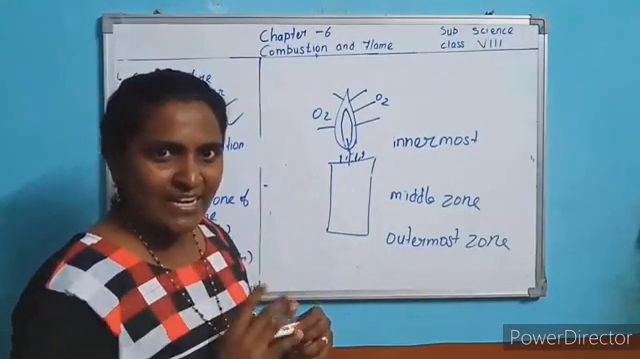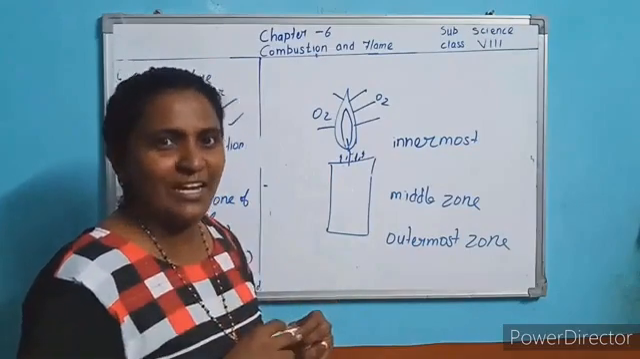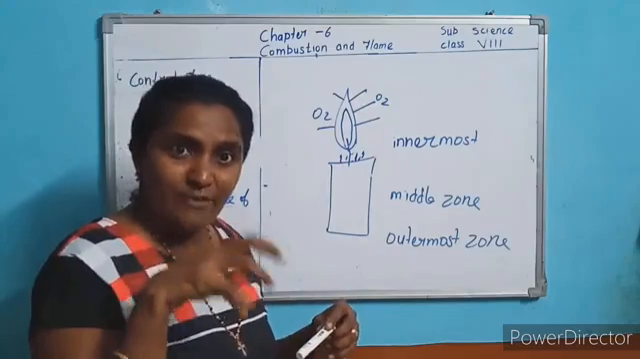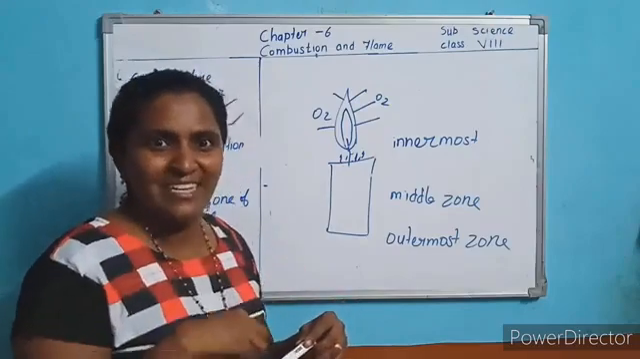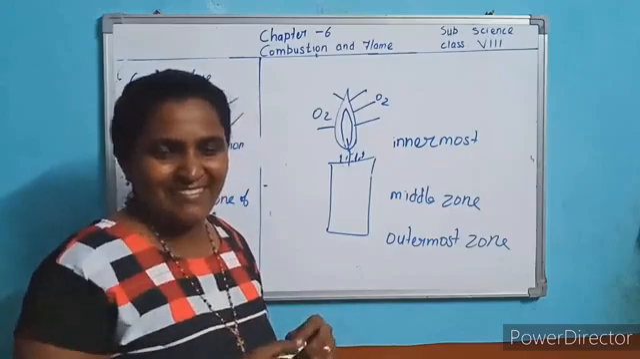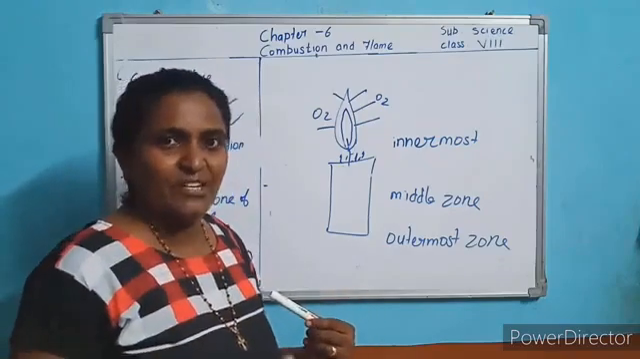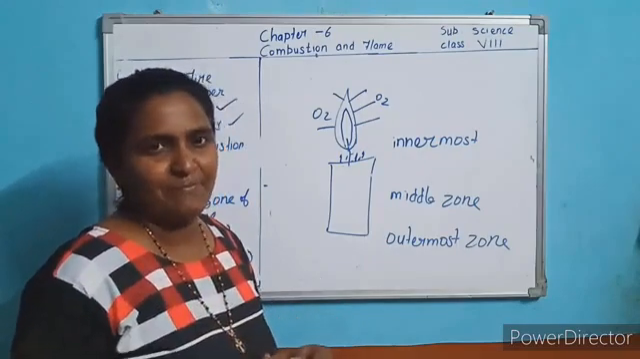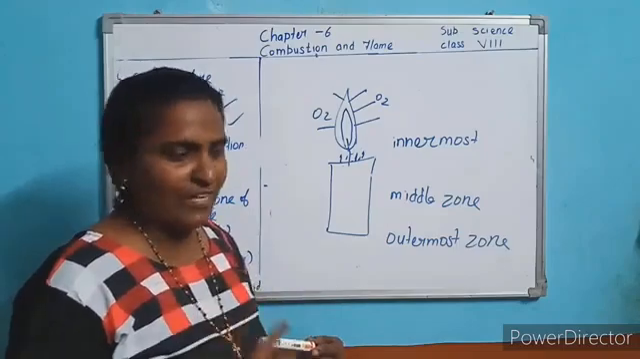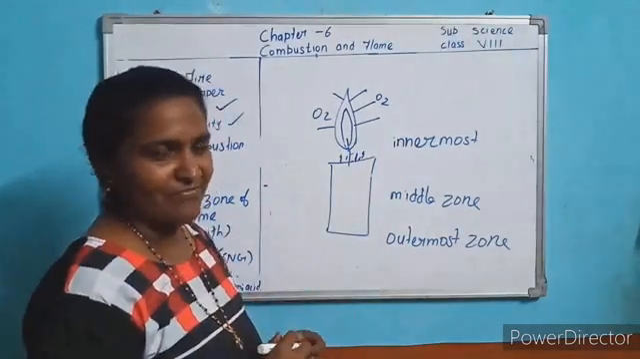Do you know what is the color? LPG gas on burning, you know what color it is? Blue color. Why? They get enough oxygen. In a Bunsen burner, through the air hole, oxygen enters. So during combustion, they get enough oxygen, so they burn with a blue color flame, which is the hottest. Understood? Hottest portion of the flame. Here the outermost is the hottest because it gets enough oxygen.